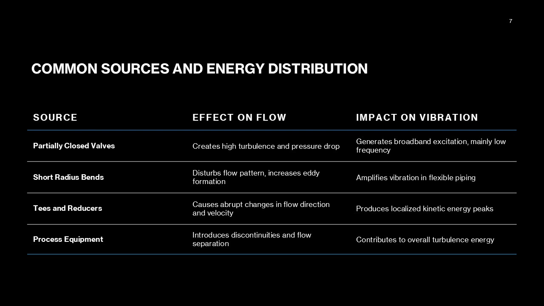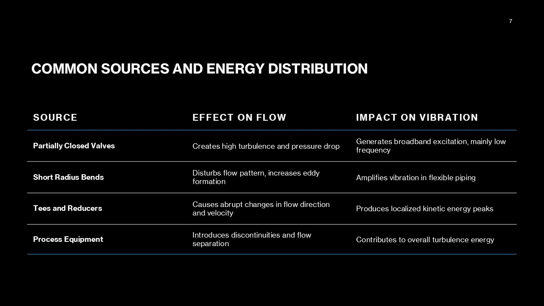Common sources, characteristics, and energy distribution of turbulence. The dominant sources of flow-induced turbulence in piping systems include partially closed valves, short radius or mitered bends, tees, reducers, and process equipment that disrupts flow uniformity. These components create localized regions of high kinetic energy, which is distributed across a wide frequency range. Although turbulence is broadband, most excitation energy concentrates at low frequencies, typically below 100 Hz.